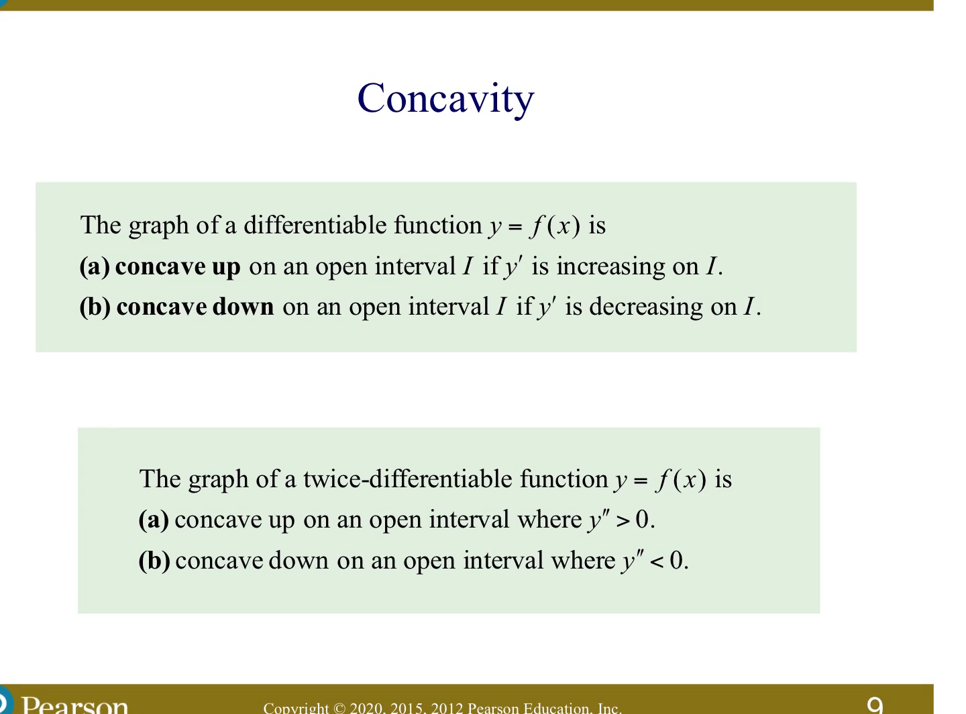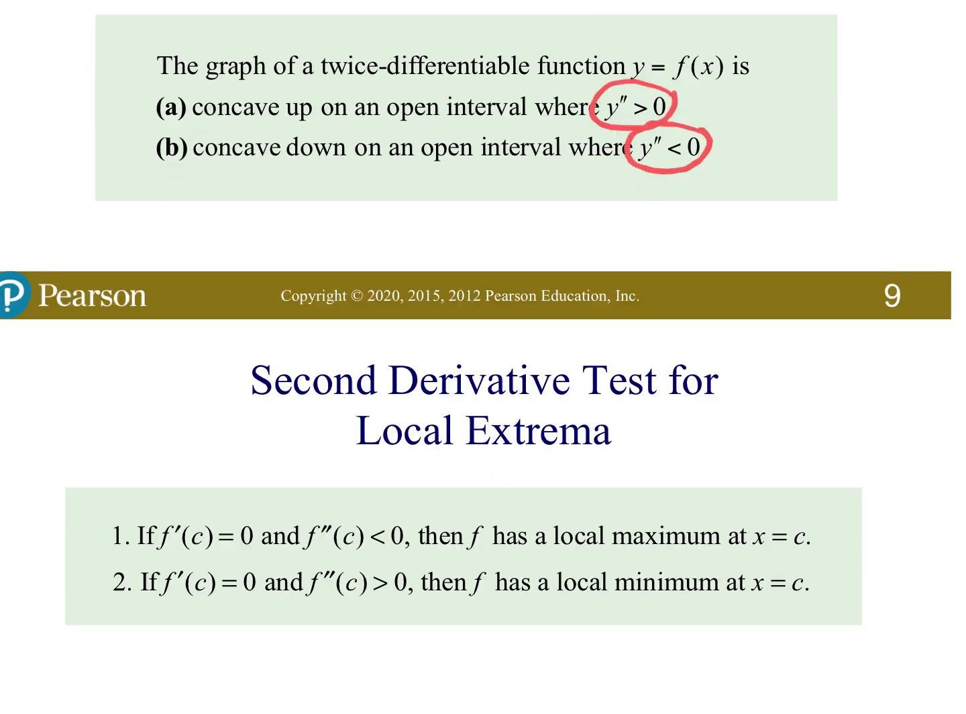And so our concavities can be described a couple different ways. You can describe concave up when y prime, the derivative, is increasing, or concave down if the derivative is decreasing. That's the increasing or decreasing rate. You can also use the second derivative as a measure of that, either a positive second derivative or a negative second derivative, to indicate concave up versus concave down.